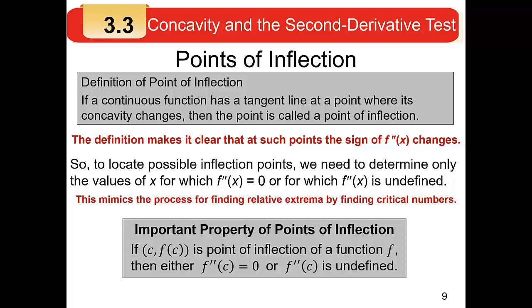And I've said this before, but again, it's important. If the point c comma f of c is a point of inflection of some function f, then it's going to be true that either the second derivative is 0 or the second derivative is undefined.